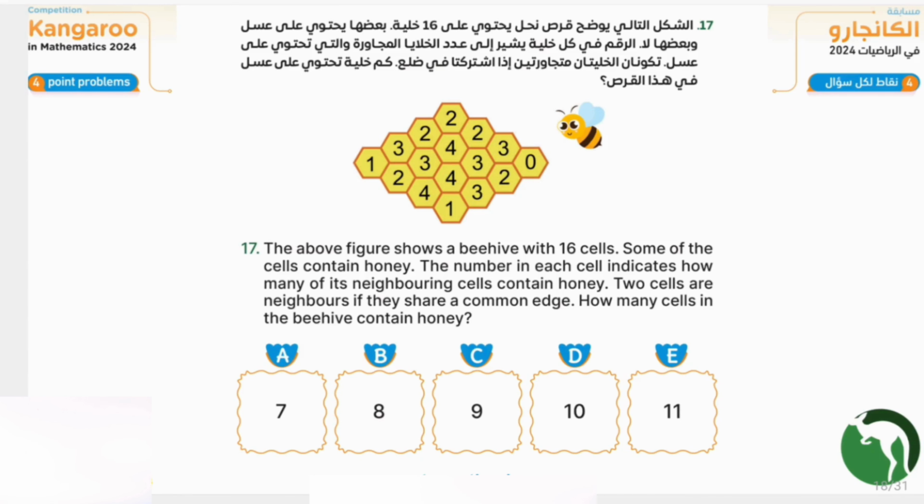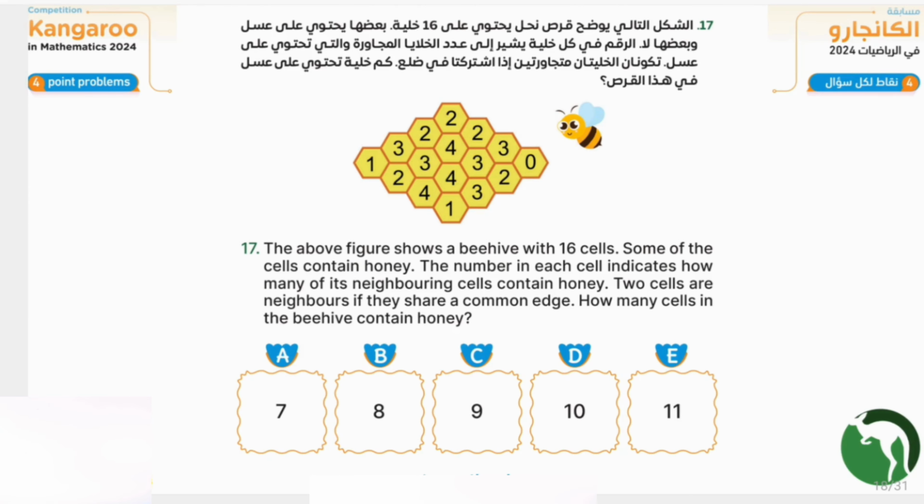Okay, now in question number 17, the above figure shows a beehive with 16 cells. Some of the cells contain honey. The number in each cell indicates how many of its neighboring cells contain honey. Two cells are neighbors if they share a common edge. How many cells in the beehive contain honey?